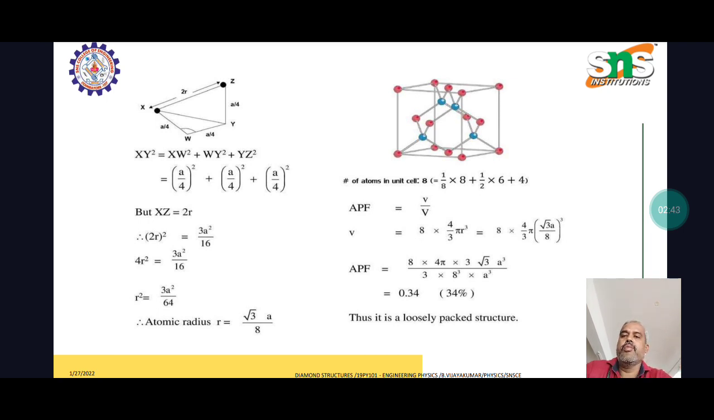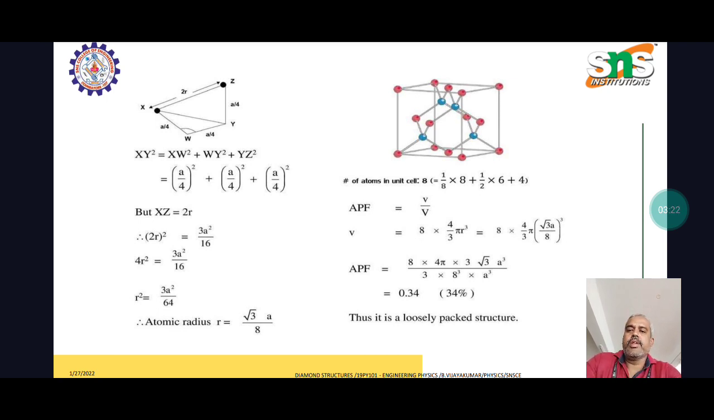The APF is small v by capital V, the formula for finding APF. The capital V is the volume of the unit cell, which is a cube because we take a cubical structure. The small v is the number of atoms per unit cell times the volume of an atom, 4 by 3 pi r cubed. The number of atoms per unit cell is 8, and the radius is root 3 by 8 into a. Substituting all these values into small v by capital V, we get 34%.